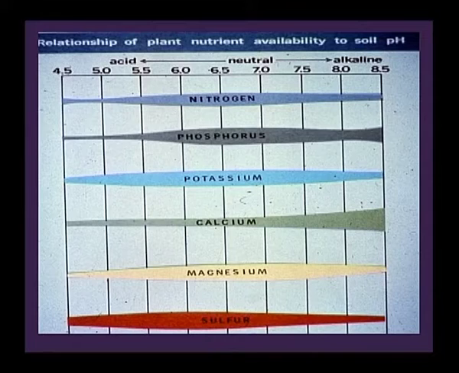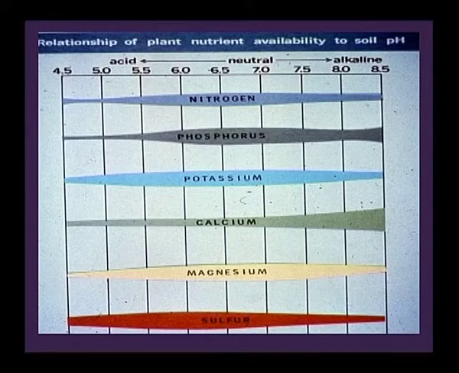The nitrogen availability in the soil is highest between pH 6 to 7, and as the pH decreases from 5.5 and increases above 8, the nitrogen availability starts decreasing in the soil. The phosphorus availability also starts decreasing below pH 5.5 and above 8, but after 8.5 the phosphorus availability again starts increasing. The potassium is available between 5 to 7.5 and below this range it starts decreasing.